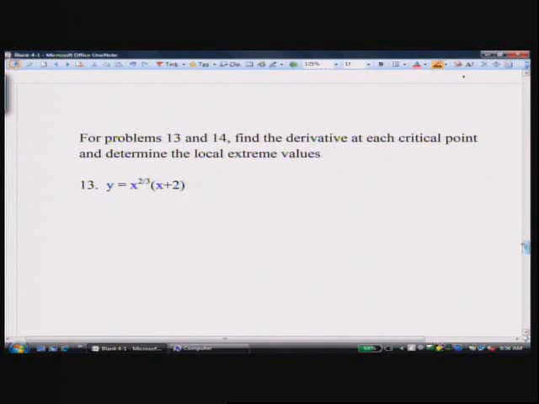Okay, so now it says for problems 13 and 14, find the derivative at each critical point and determine the local extremes. Okay, so if you look at the domain of this one, it is from -infinity to +infinity, because you can take the cube root of anything and you can take x plus 2, that's just going to be a product of 2 functions that have domains from -infinity to +infinity, so you're good to go. Okay, so we need to take the derivative and set it equal to 0 and see what we have going on there.